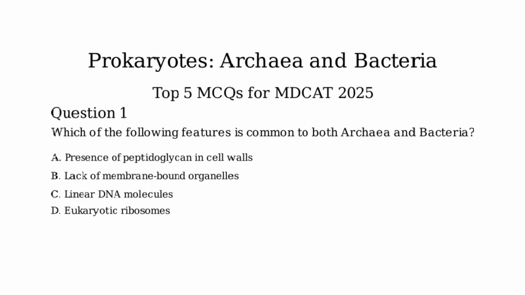A. Presence of peptidoglycan in cell walls. B. Lack of membrane-bound organelles. C. Linear DNA molecules. Or D. Eukaryotic ribosomes. The correct answer is B. Lack of membrane-bound organelles. Both Archaea and Bacteria are prokaryotic cells, which means they don't have a true nucleus or other membrane-bound organelles that are found in eukaryotic cells.